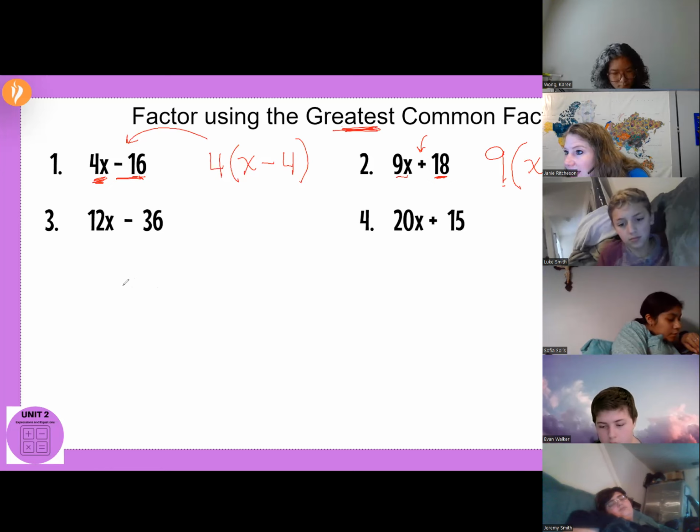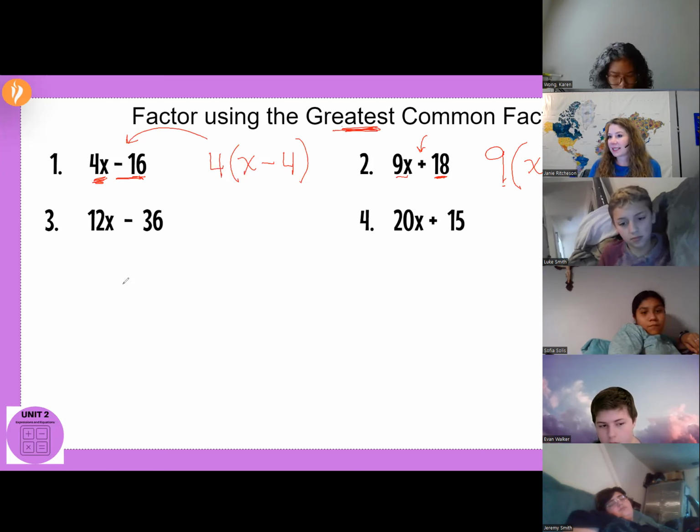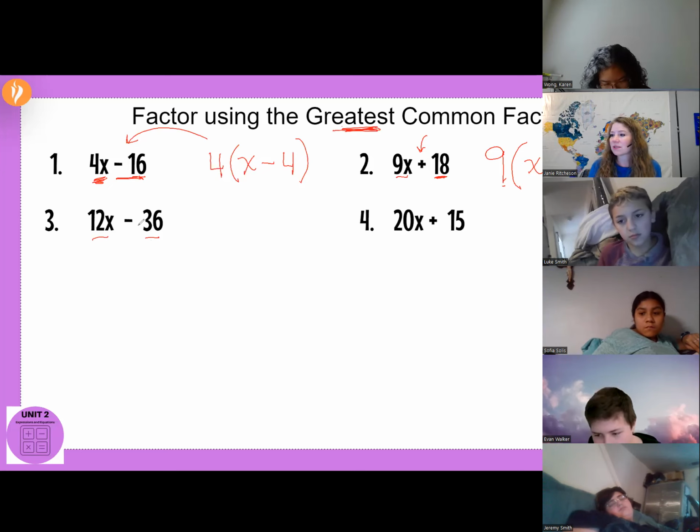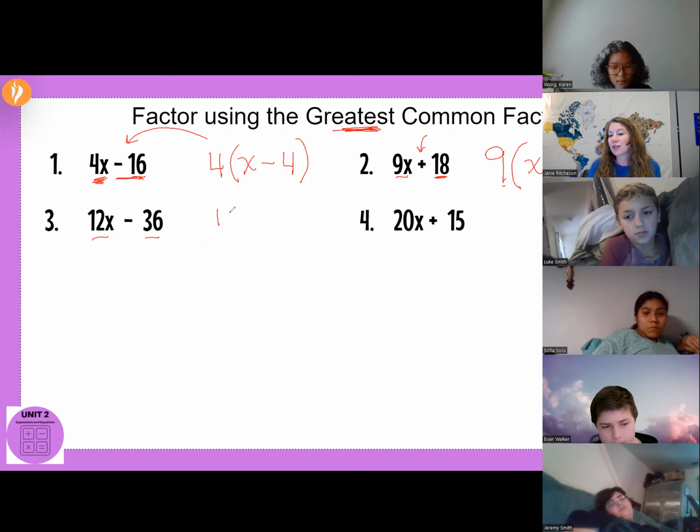Ooh, Karen got it. Nice, nice, nice. Think of the biggest number I could divide both of these by. Oh, Evan, you're so close, buddy. I could divide 12 and 36 both by 2. Not 2. You can divide them by 2, but that's not the greatest common factor. The greatest common factor is 12, you guys.